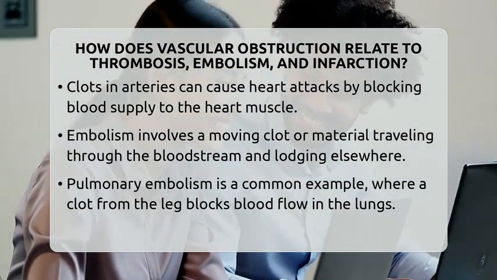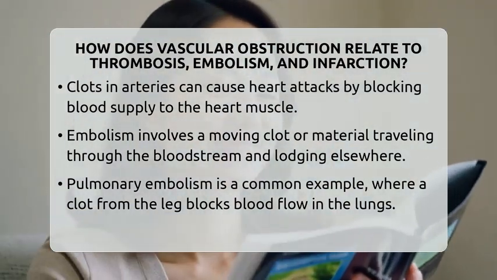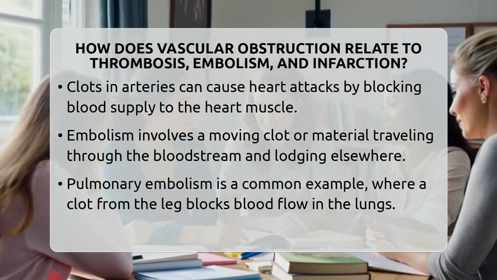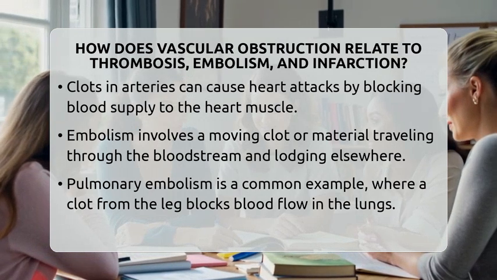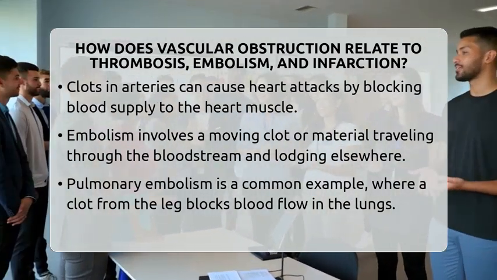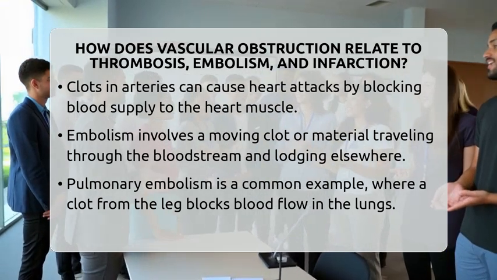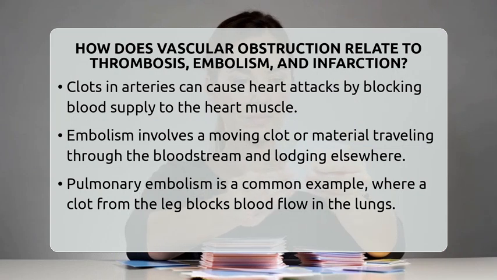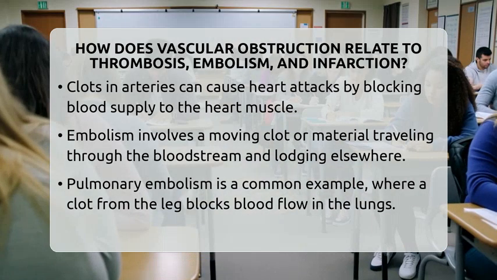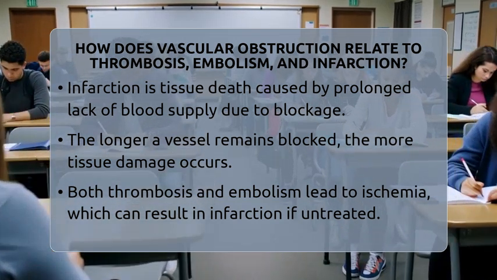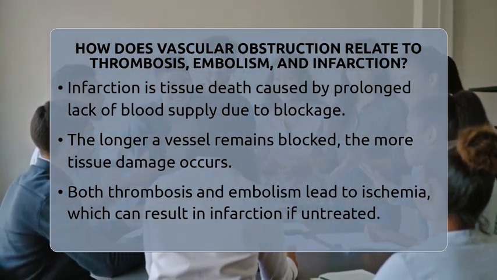oxygen. Embolism is when a clot or other material travels through the blood and gets stuck somewhere else. Think of it like a moving obstacle that suddenly blocks a smaller road. Most emboli come from blood clots that break loose from a vein or artery. Pulmonary embolism is a common example, where a clot from the leg travels to the lungs and blocks blood flow there. Infarction happens when tissue dies because it doesn't get enough blood for a long time.